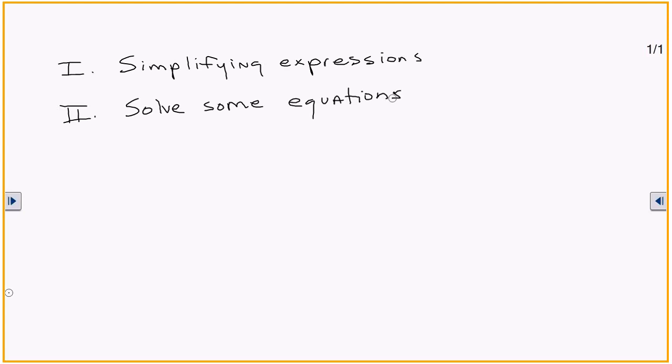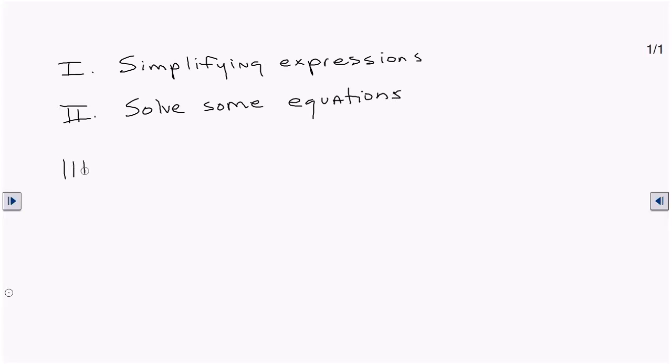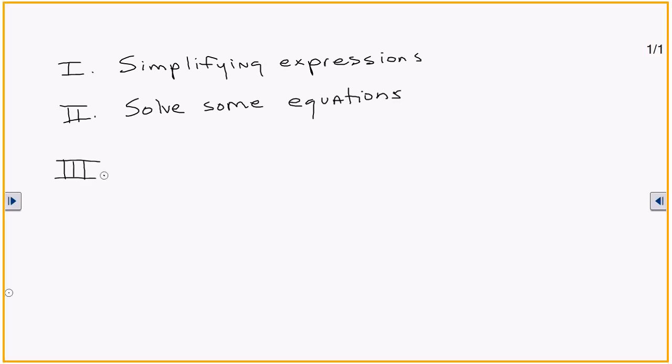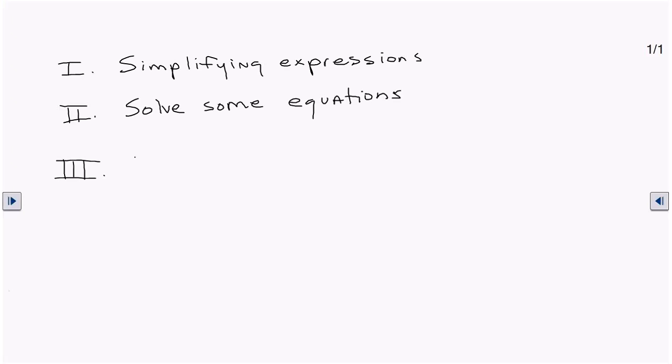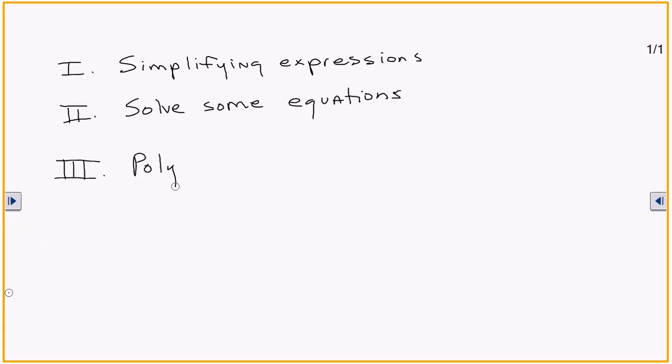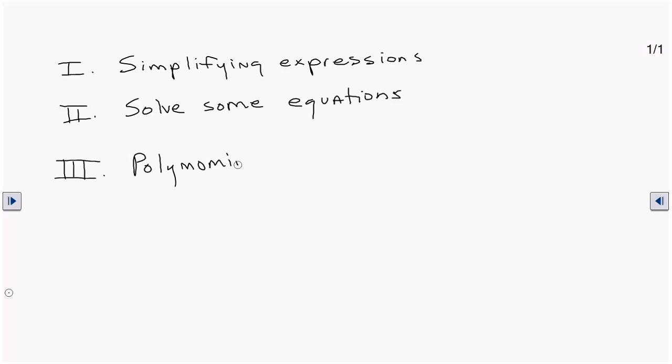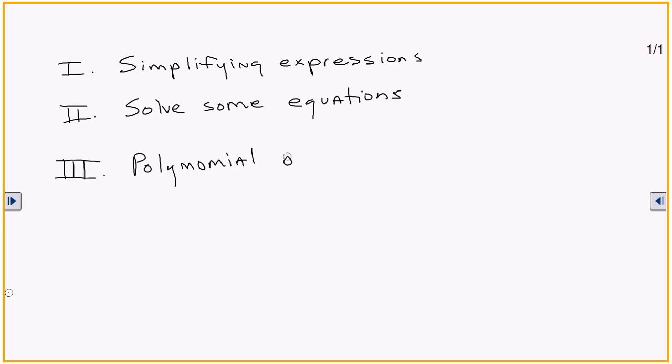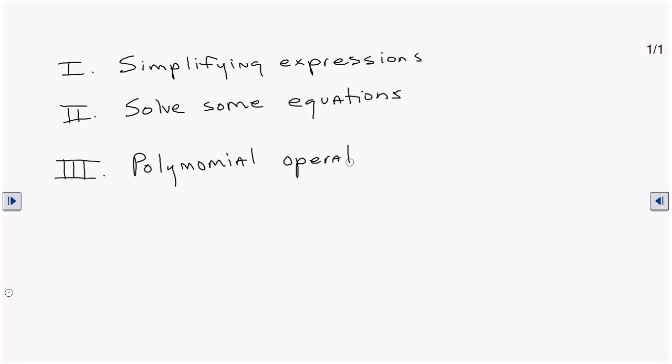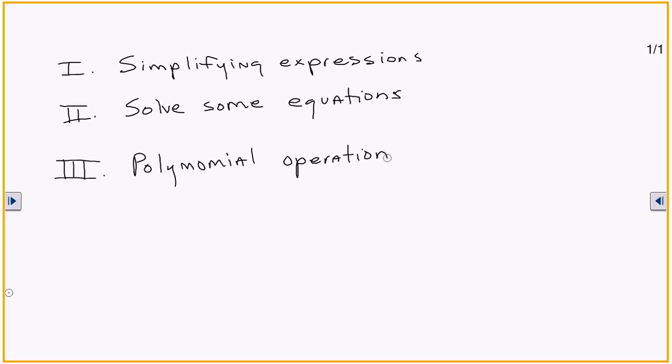The third thing we're going to do is some polynomial operations. In other words, some adding and subtracting of terms, polynomials. We're going to talk about what a polynomial is. And basically, adding and subtracting polynomials is adding and subtracting expressions, if you want to call it that.